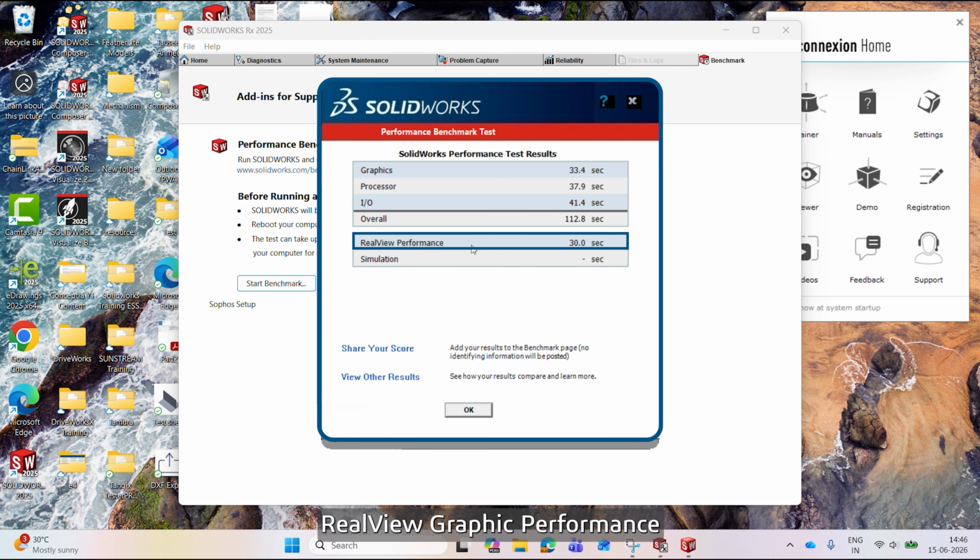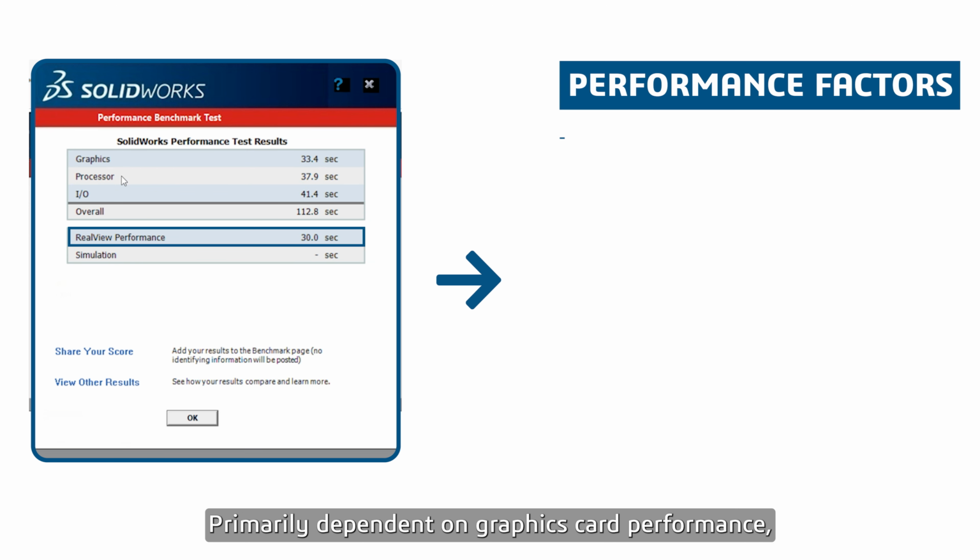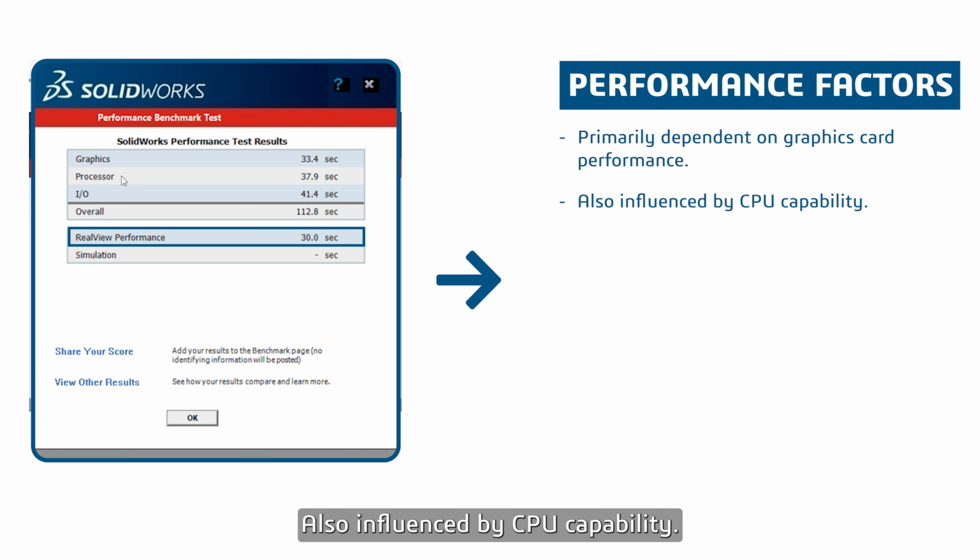RealView graphics performance. This score is available only on systems equipped with supported RealView-capable graphics hardware. The benchmark measures performance with RealView graphics enabled, including realistic shading, enhanced visual effects, and advanced model rendering. A lower completion time indicates smoother viewing and manipulation of complex models while RealView graphics is active. Performance factors: primarily dependent on graphics card performance, also influenced by CPU capability.